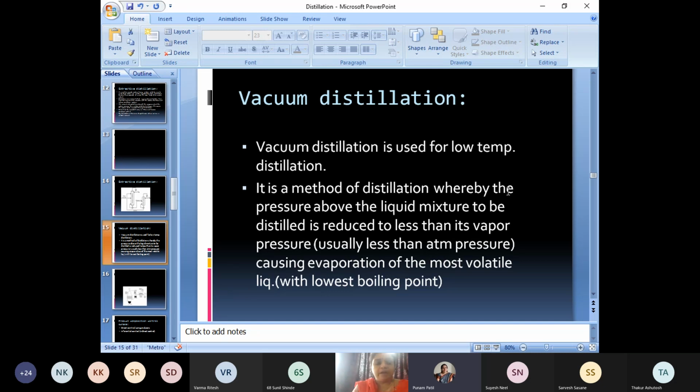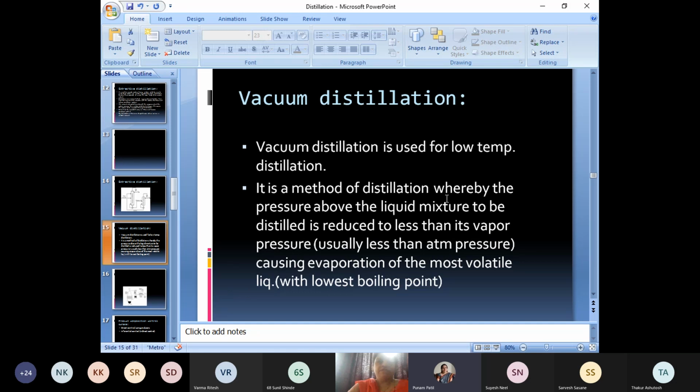So when that solution enters in the column which is maintained at lower pressure, even at 70 degrees Celsius, that liquid start boiling and you can separate the components of that liquid on the basis of the volatility of the constituents, right? So what we are doing, instead of increasing the temperature to boil up the liquid, we are reducing the pressure to lower the boiling point and to get the vapor phase. So here vacuum distillation is used for low temperature distillation.